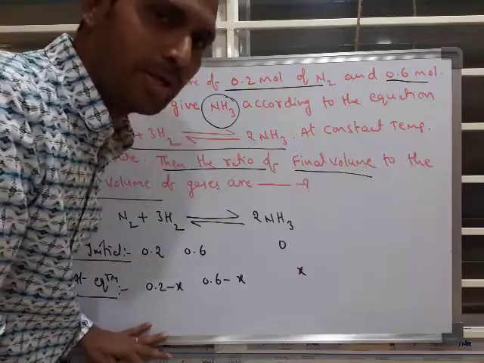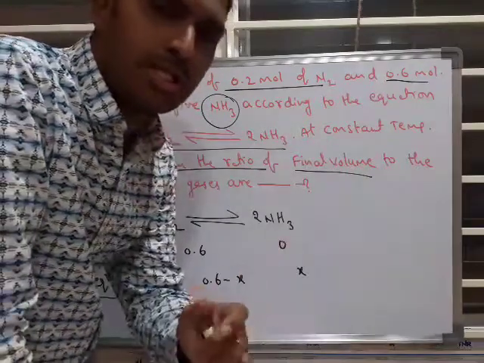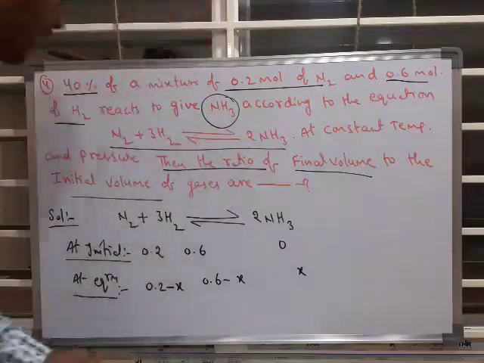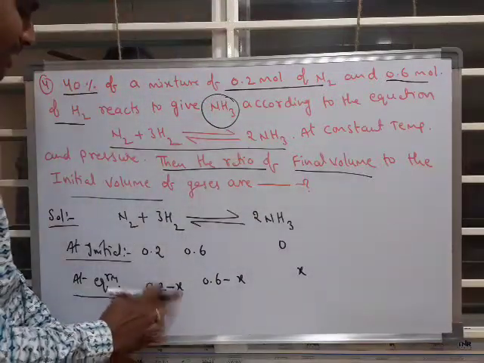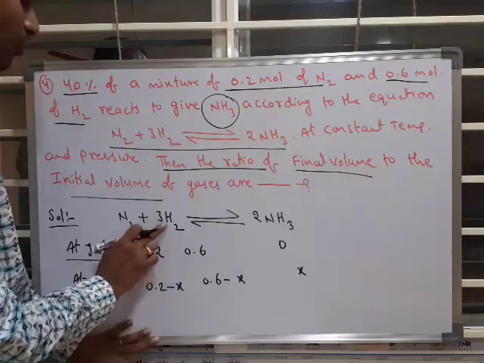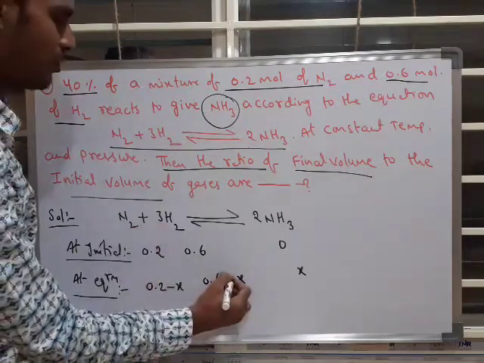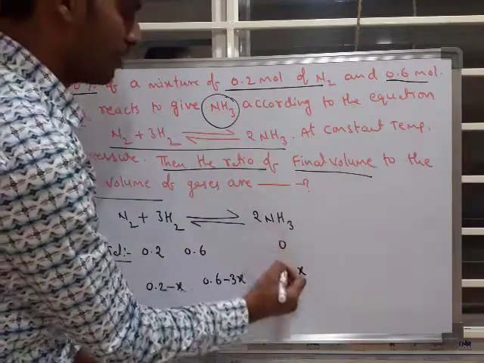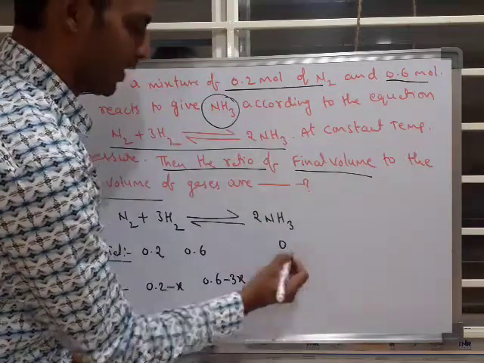Here the main important thing is that we also have to take care of the number of moles. Here 0.2 minus x, here 1 nitrogen so we are writing 1x. Here 3 moles of hydrogen, so we have to write 0.6 minus 3x. Here 2 moles of ammonia, so just we have to write 2x.